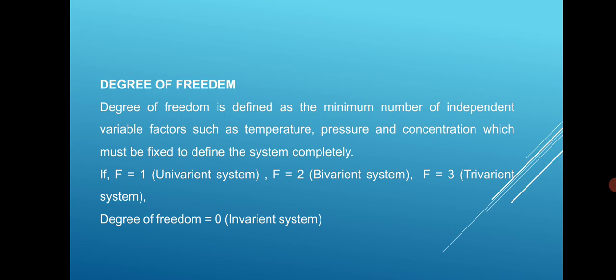So, with the help of these definitions, we draw the phase diagram. A phase diagram is a graph obtained by plotting one degree of freedom against another degree of freedom. Normally, phase diagrams are classified into two categories: pressure temperature diagrams as well as temperature concentration diagrams.